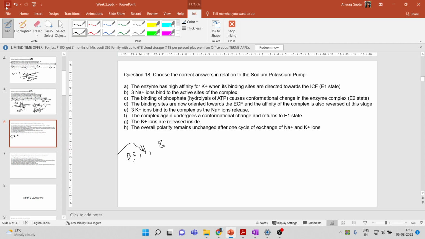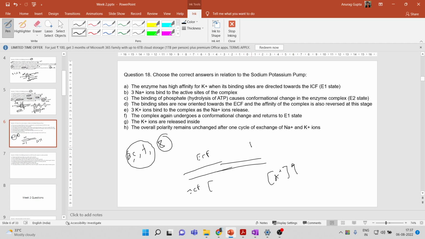Okay, so one person has told B as the answer and another as G. Choose the correct answer in relation to the sodium potassium pump. The enzyme has high affinity to K plus when its binding sites are directed towards the ICF. So let us recall that this is the ICF and this is the ECF. The concentration of K plus is high inside the ICF and the concentration of Na plus is high in the ECF. So the sodium potassium pump is transporting sodium from inside to outside against the concentration gradient, and similarly it is bringing K plus inside the cell against the K plus concentration gradient, and it's using energy to do this.